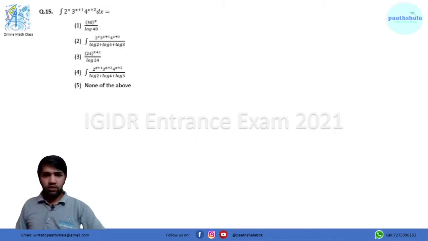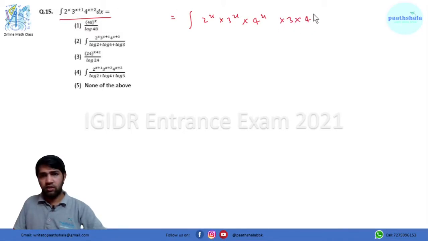Okay. So now let's move to the next question. In this question, basically we have to find this integral. So let's rewrite this integral. So we can write it like that. This will be 2 to the power x multiplied by 3 to the power x multiplied by 4 to the power x. So we are left with 3 to the power 1 and into 4 to the power 2. So this we can write like that. So finally we have to integrate this. So I am putting 3 into 4 to the power 2 outside the integral. This will become 2 into 3 into 4 to the power x dx.